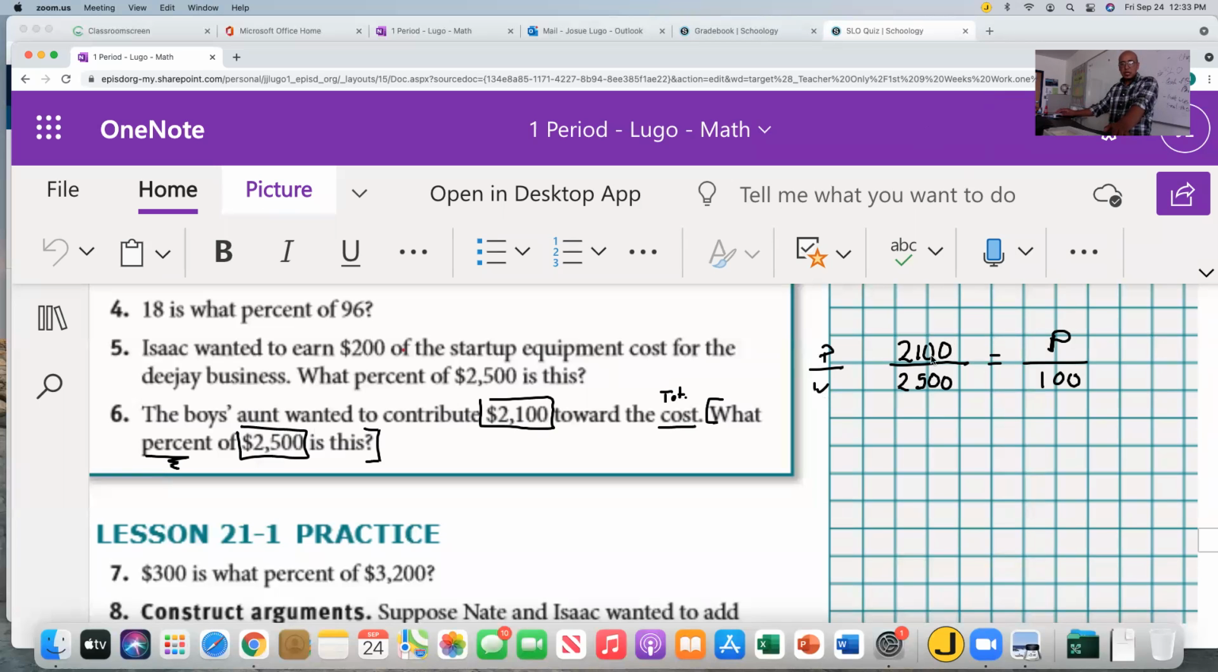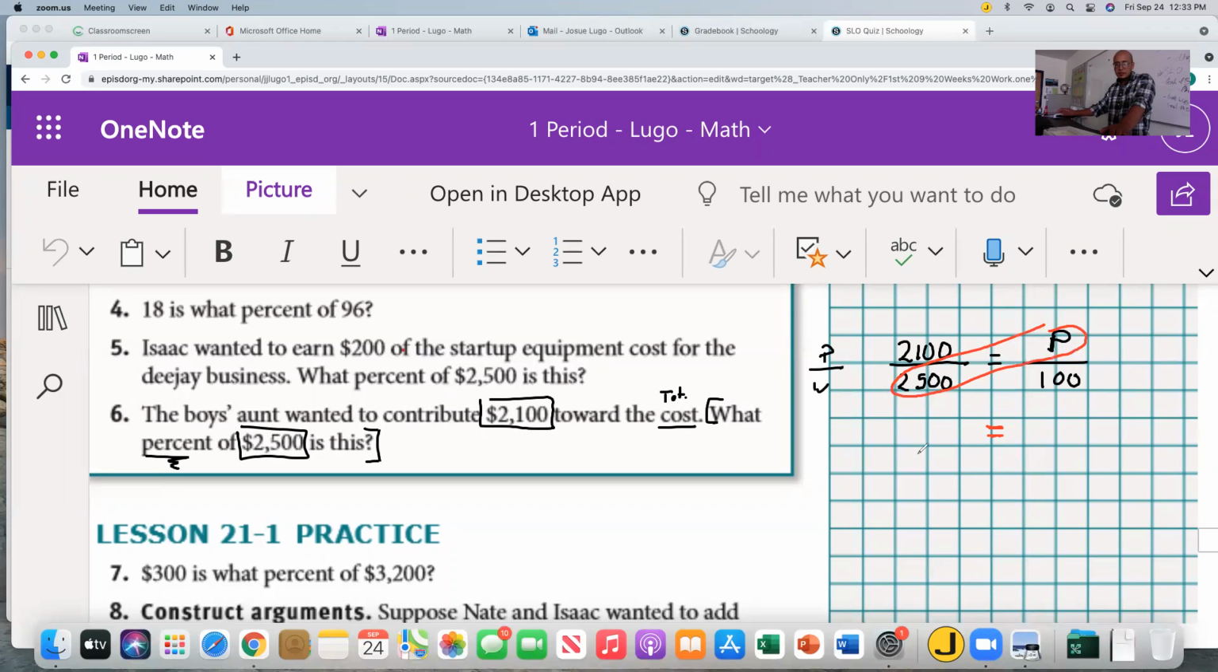Good. 2,100 is a part out of 2,500. We want to know what percent 2,100 is of 2,500. All right, that is step number 1. Step number 1 complete. Step number 2, we're going to make an equation. This is what I want you to do. Literally underneath where you wrote down this fraction, you're going to make an equal sign, and we're going to make an equation here. And one side of the equation is simply going to be the cross product.